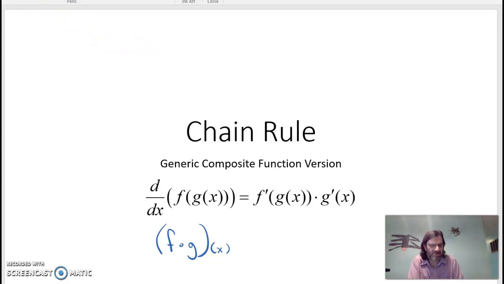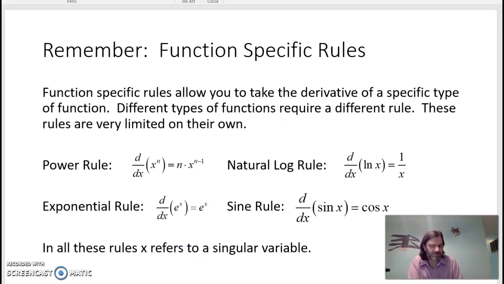Before we actually start working with the chain rule, let's make a couple things clear. Remember, we have function-specific rules. So when we go to take a derivative, usually we're looking at the type of function we have. So one of the rules we have is the power rule, where we might have something raised to a power, and in this case I have it written as x to the n. So if you have a variable raised to a power, the power rule is very straightforward. Derivative of x to the n is n times x to the n minus 1. Bring the power out front and reduce it.